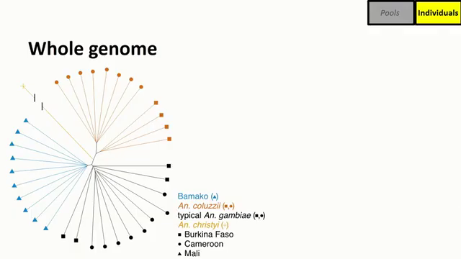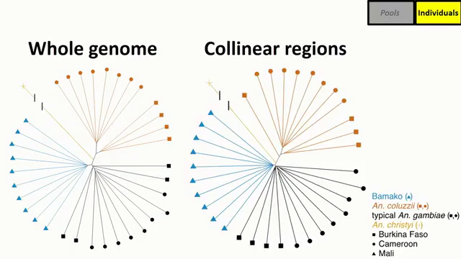But there's a possible problem here. Bamako is defined by inversions 2R, J, C, and U. So if those inversions are what's driving this apparent differentiation, there could be something tautological about using this to conclude that Bamako is indeed its own group. To address this, we also analyzed SNPs found only in collinear regions outside of the inversions.